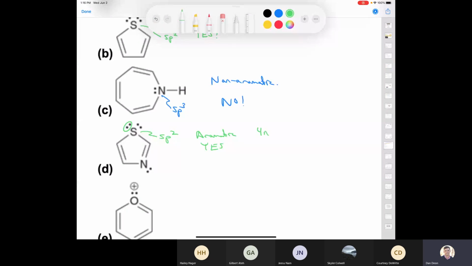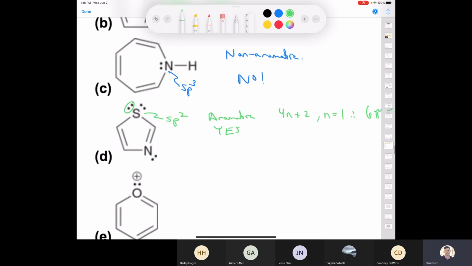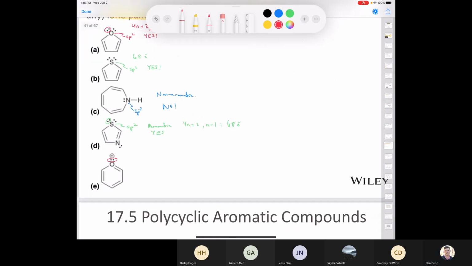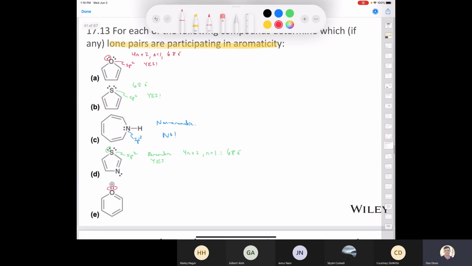Again, 4n plus 2, where n is equal to 1. Therefore, we have 6 pi electrons. All right, what about the last one? I'll just throw it out there to my students. There's only one lone pair to be concerned about, and it's on the oxygen. Would that lone pair be involved in aromaticity? Is that lone pair participating in aromaticity?